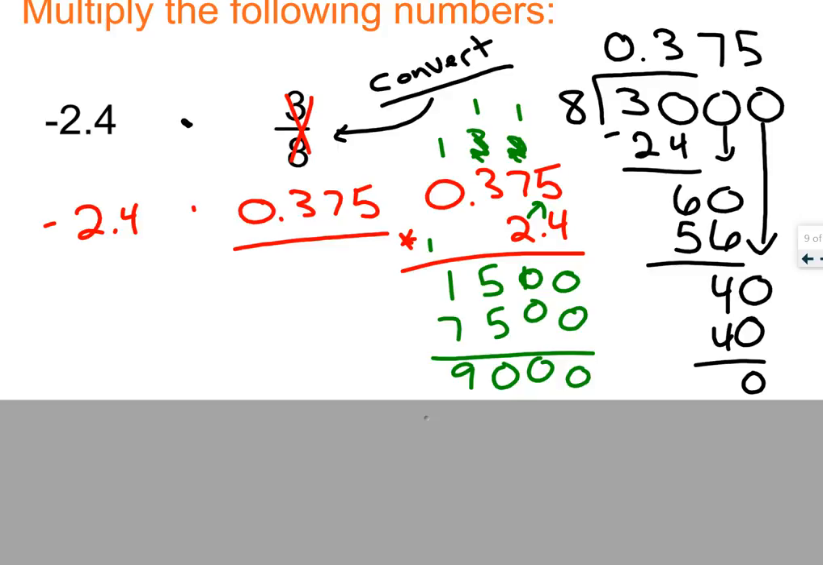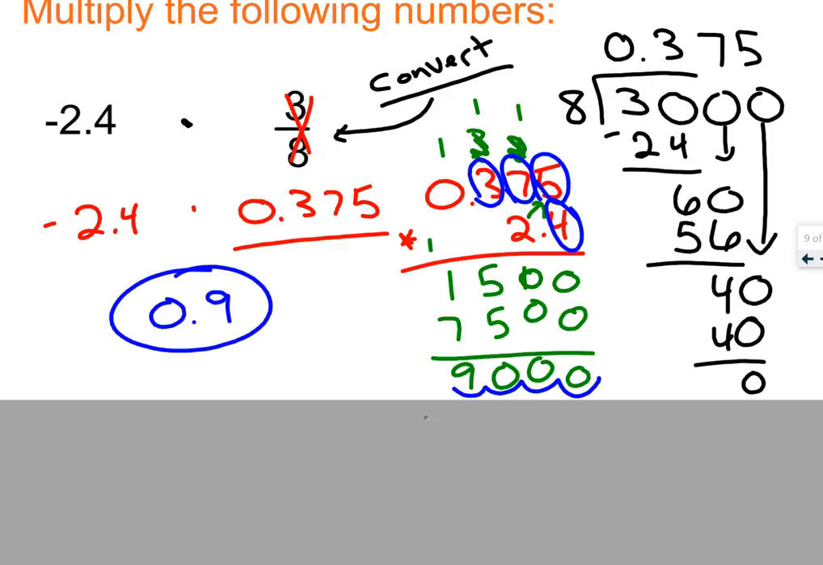Taking a step back, go ahead and count the decimals. 1, 2, 3, 4 behind the decimal, so therefore we need to move the decimal 4 spots. 1, 2, 3, 4. Your answer is 0.9. When writing your answer, do not put just .9, please. Always include the 0 in front of that decimal.